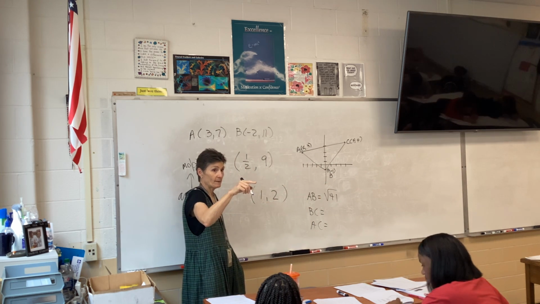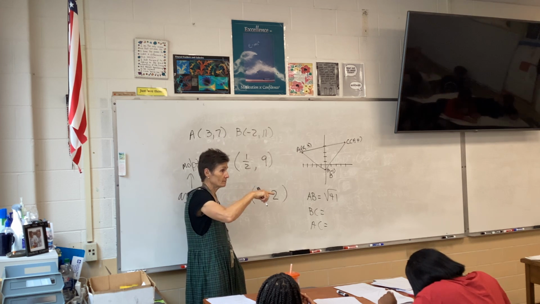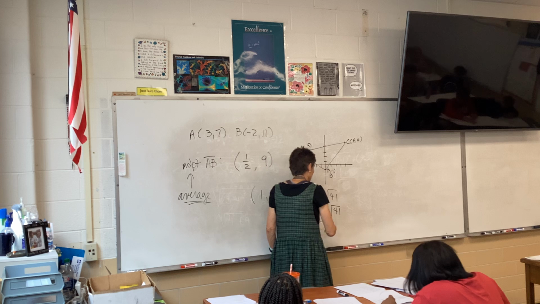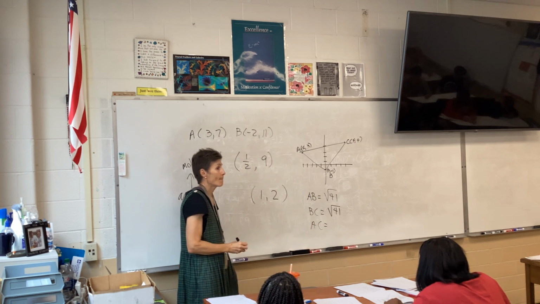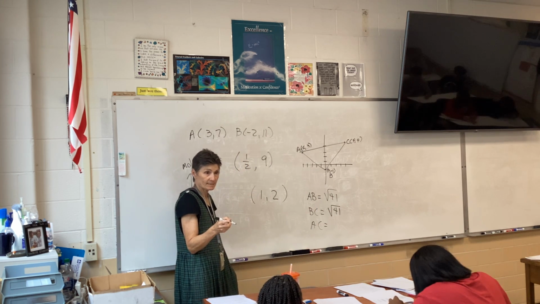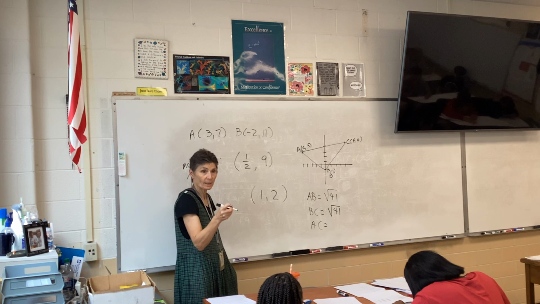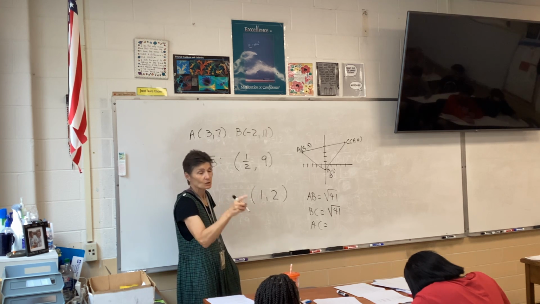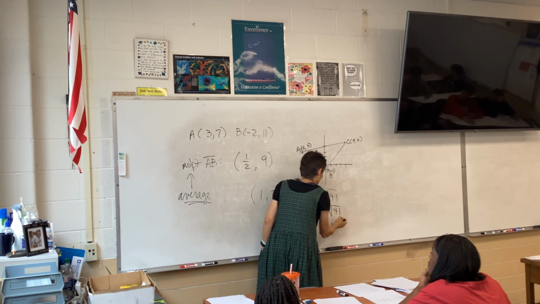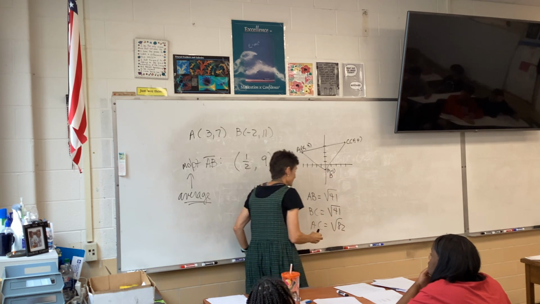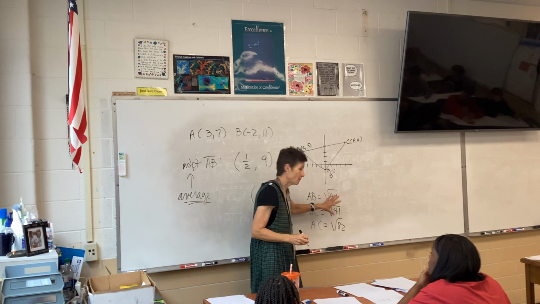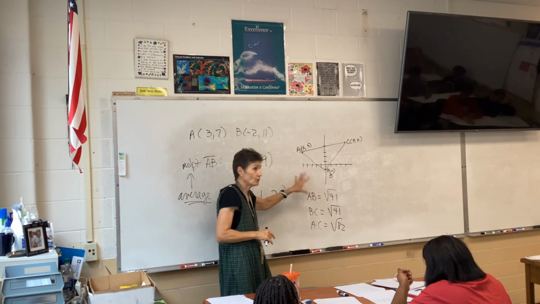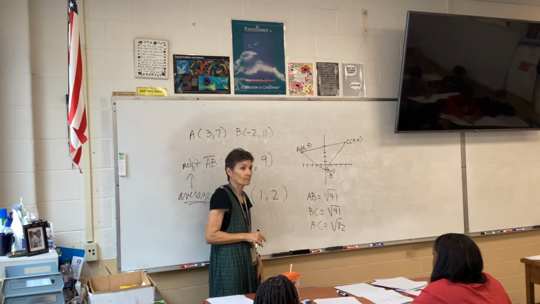All right, anybody else got something? I got radical 41. You got square root of 41 also? So BC? Did you guys get the same thing? What did you guys get? I got root 82. Square root of 82. Now, before I get too far into the problem, are we in agreement, each row here? You guys good with the answers that were given?